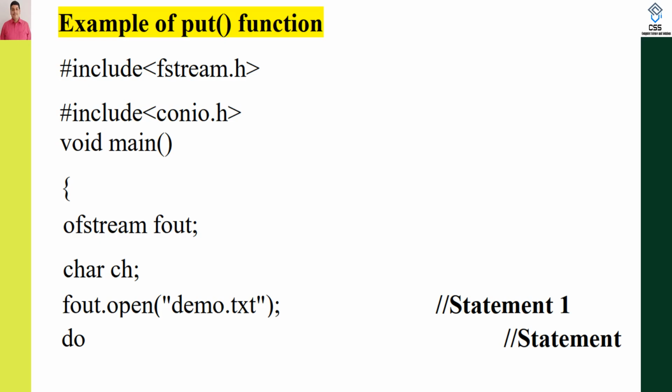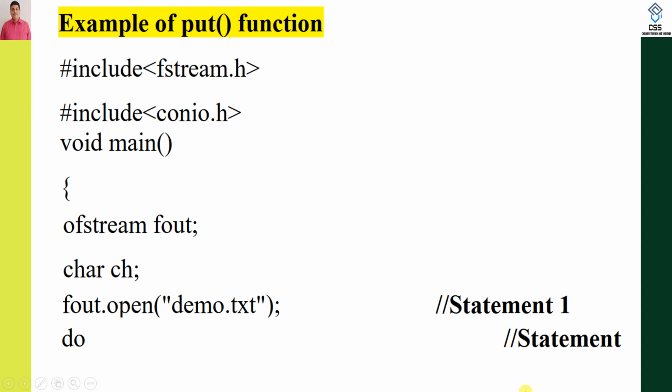Let's first see how to write data in a file with the help of the put function in C++. As we have discussed, we use three stream classes: ofstream, ifstream and fstream. Ofstream is for writing values to a file, ifstream is for reading data from a file, and fstream is for both reading and writing. For all these classes, the header file to be used is fstream.h. If you don't use fstream.h, then the stream classes for reading and writing will not work.